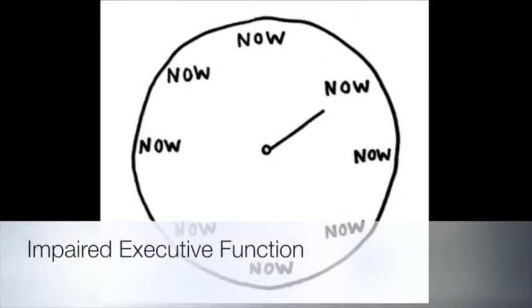The third psychological theory is impaired executive function. Children with ASD struggle with time management, organization, planning, working memory, inhibition control, and using strategies.